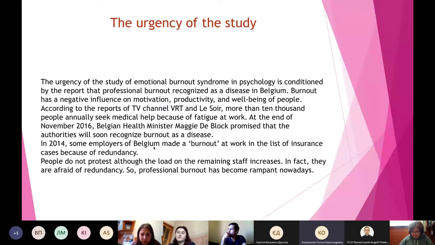According to the reports of TV channel VRT and Le Soir, more than 10,000 people annually seek medical help because of fatigue at work. At the end of November 2016, Belgian Health Minister Maggie De Block promised that the authorities will soon recognize burnout as a disease. In 2014, some employees in Belgium put burnout at work on the list of insurance cases because of redundancy. People do not protest, although the load on the remaining staff increases. In fact, they are afraid of redundancy. So professional burnout has become rampant nowadays.